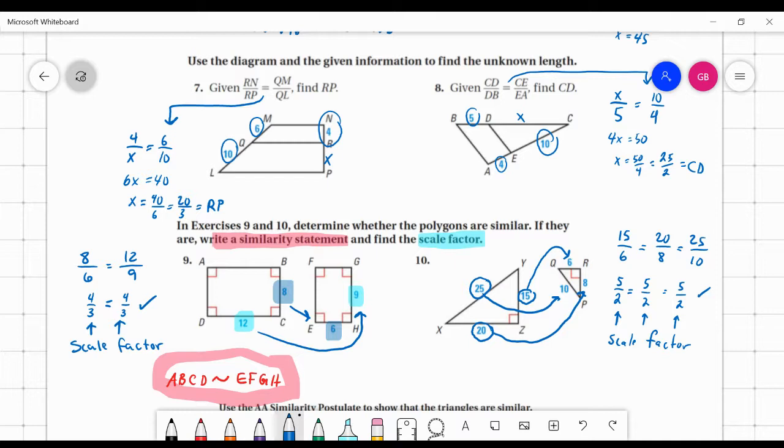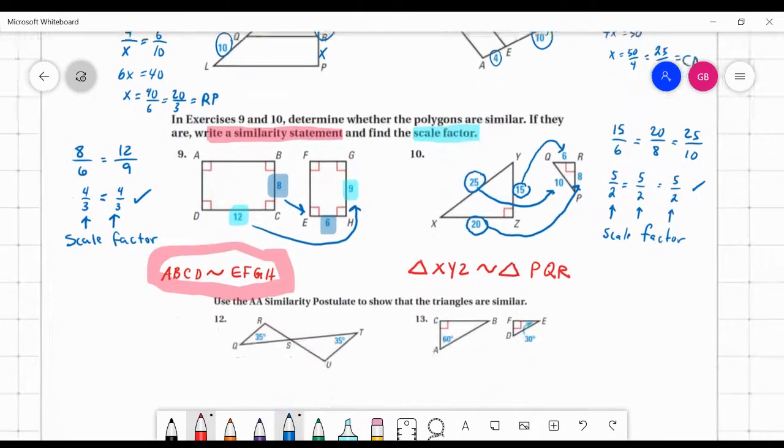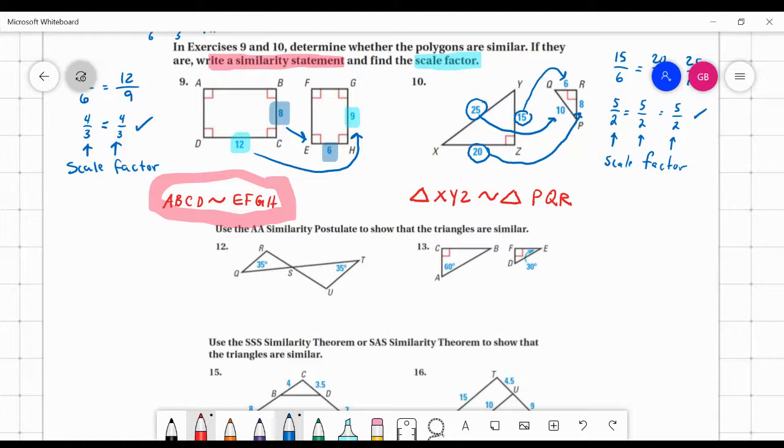And now we have to give this similarity statement. So triangle XYZ is similar to triangle PQR. Make sure the letters correspond as well. Okay, so scale factor and similarity statement. Okay, next part.